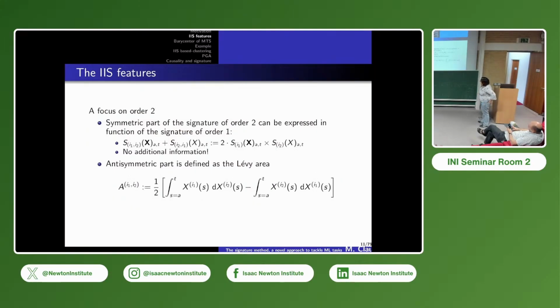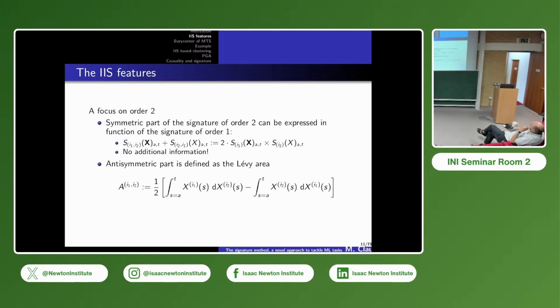Okay. So now I will try to give you some ideas about what could be the interpretation of the signature method. I will focus on order 2, and on order 2, a very important point. So you have this formula. Have in mind that it is just a Fubini formula. Here you have an integral of order 1, here you have an integral of order 1, and here you have integrals of order 2. It is not so difficult.